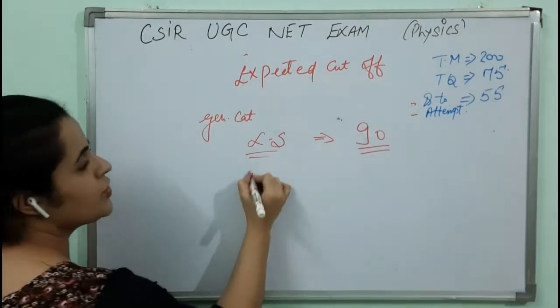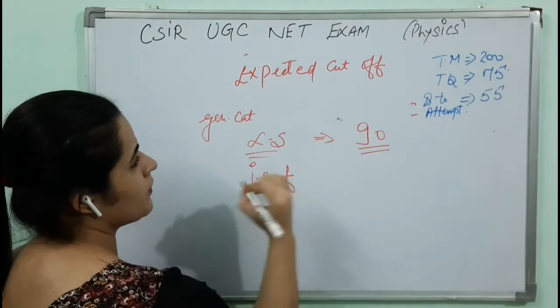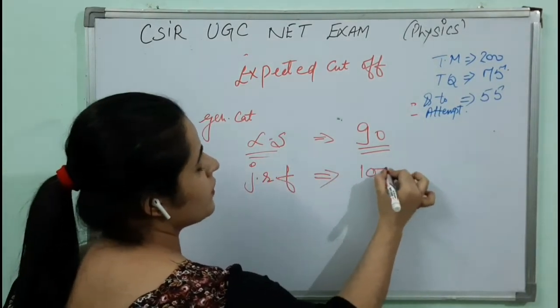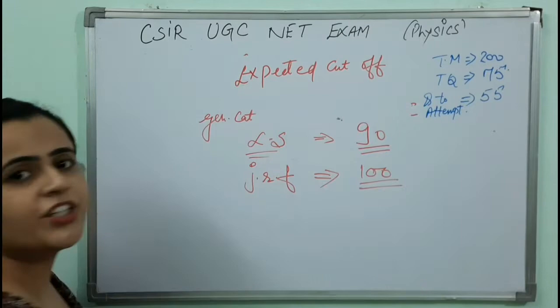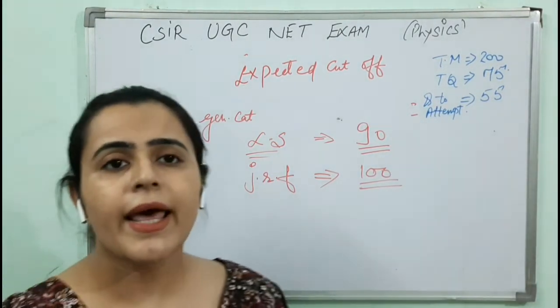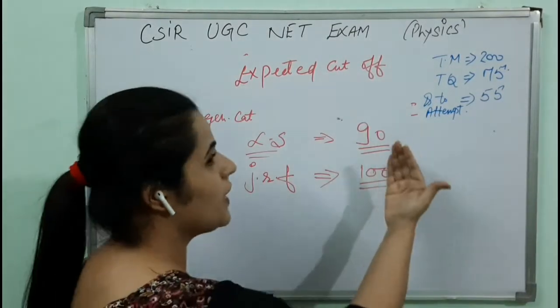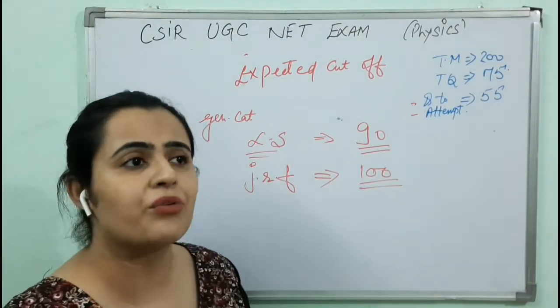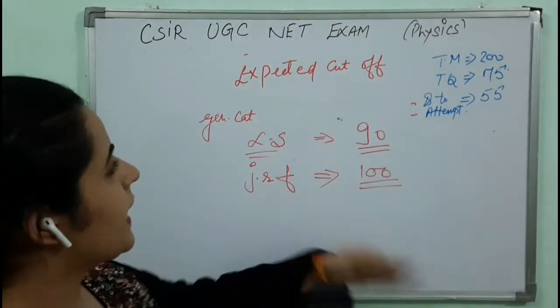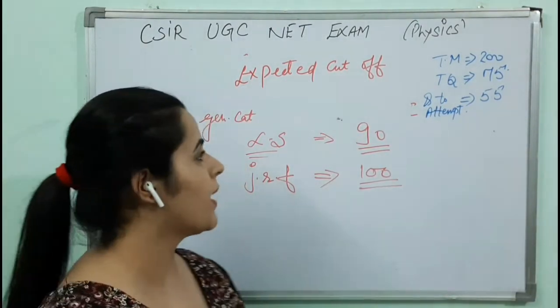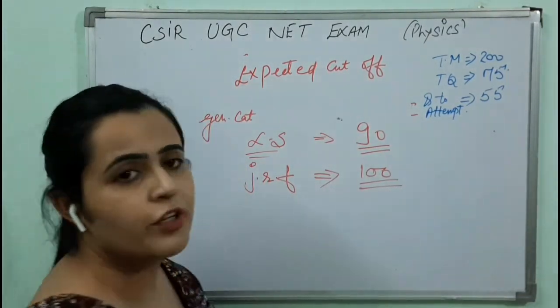For JRF, you must have 100 marks. It is just an expected cutoff. It is not always sure. Sometimes it decreases, sometimes it increases. And for SC, BC categories, you will decrease 5 marks, 10 marks from this cutoff.